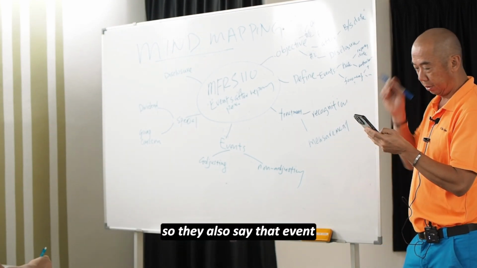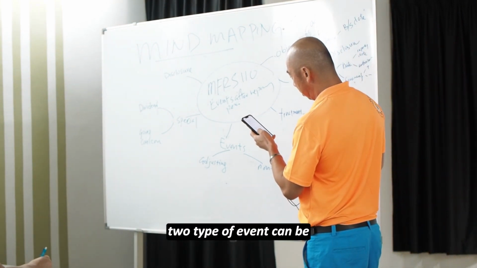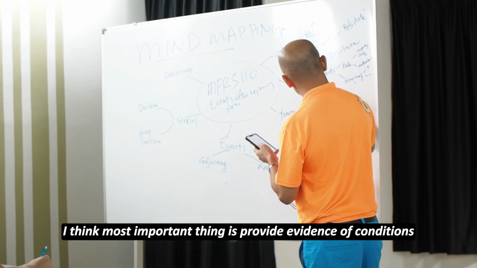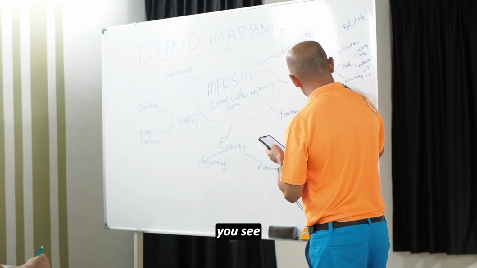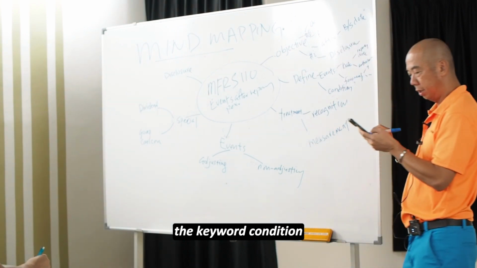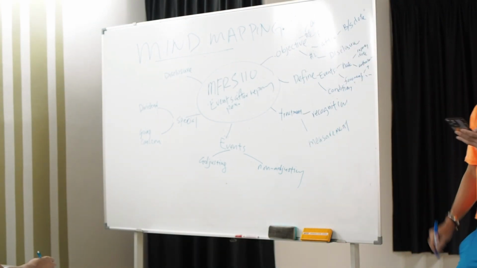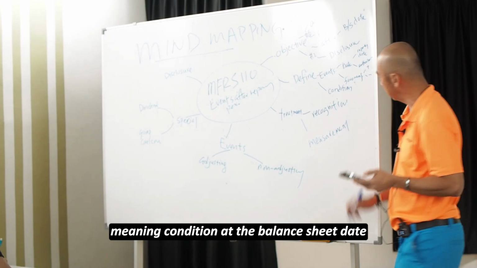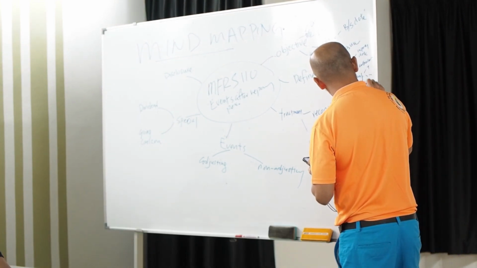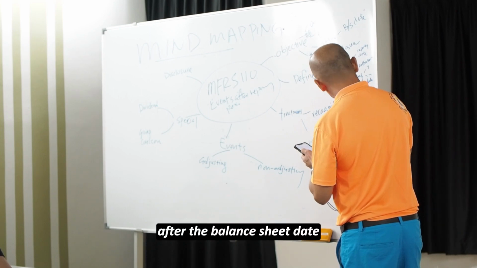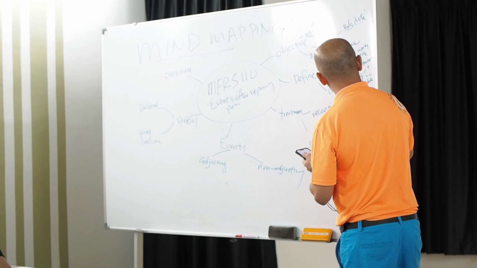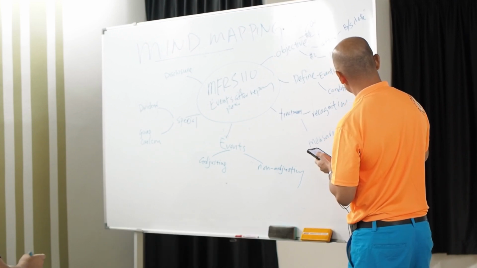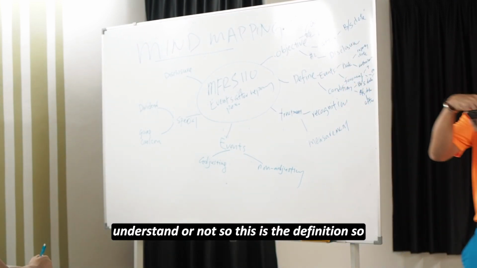Okay? So they also say that two types of event can be identified. I think the most important thing is provide evidence of conditions. You see? The keyword, condition. Understand or not? Provide evidence of condition that exists at the end of the reporting date, meaning condition at the balance sheet date or after the balance sheet date. Sorry, this is too small. Suppose this is on, this is after. Understand or not? So this is the definition.